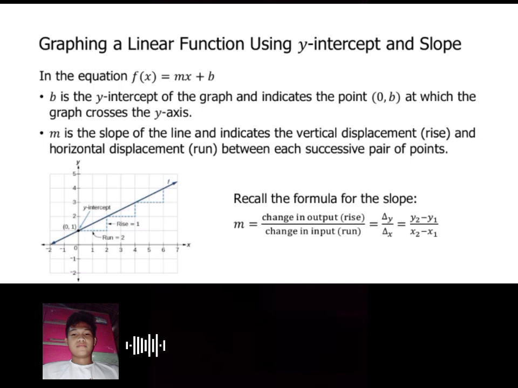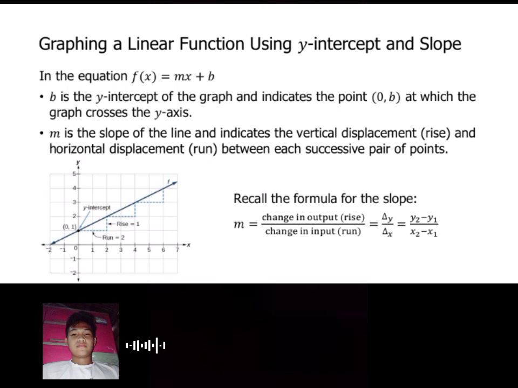Next, graphing a linear function using the y-intercept and slope. In the equation f(x) equals mx plus b, b is the y-intercept of the graph and indicates the point (0, b) at which the graph crosses the y-axis. m is the slope of the line and indicates the vertical displacement or rise and the horizontal displacement or run between each successive pair of points.